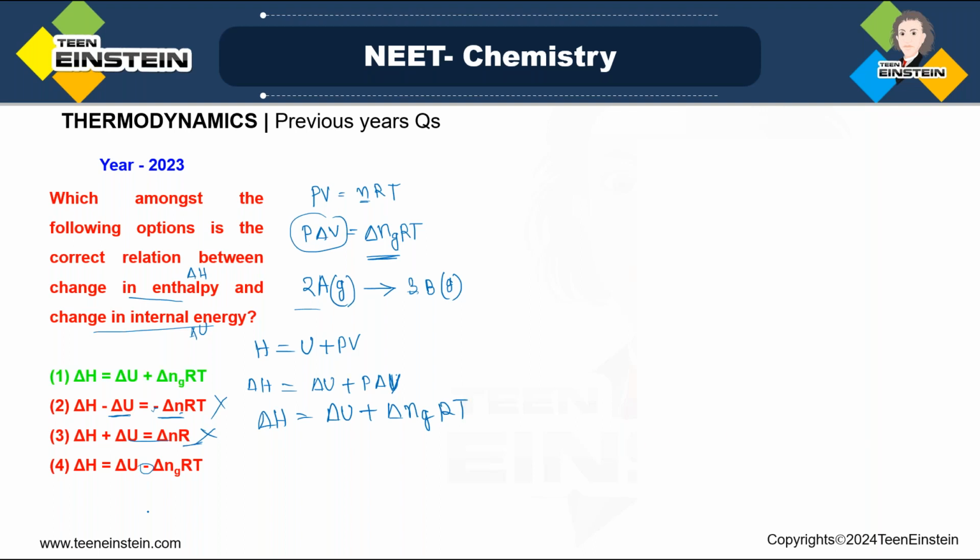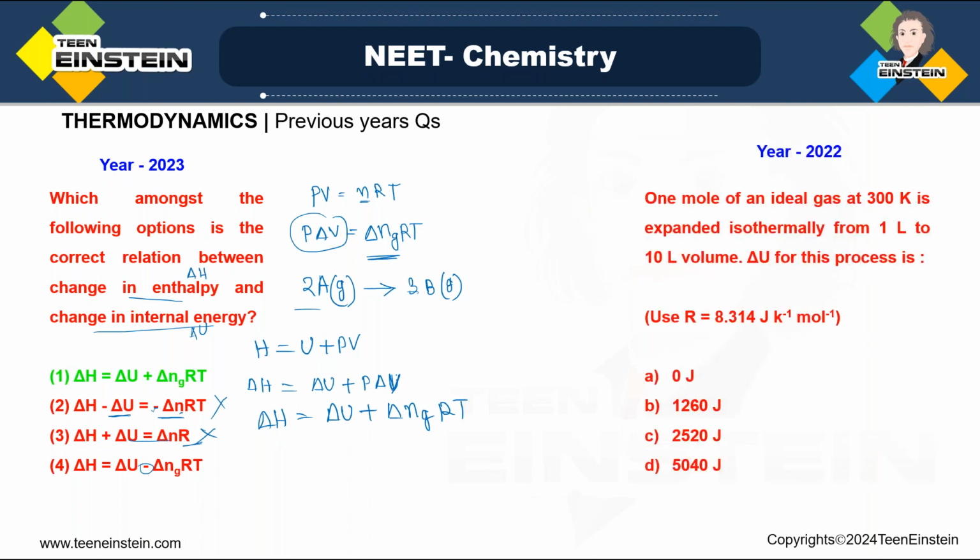Okay. Next question is 1 mole of an ideal gas at 300 Kelvin expanded isothermally. So it is isothermal expansion from 1 liter to 10 liter. Del U value we have to find. R value is given as 8.314.